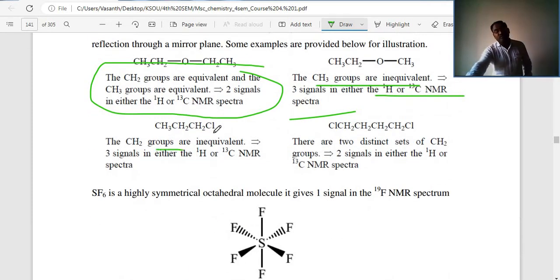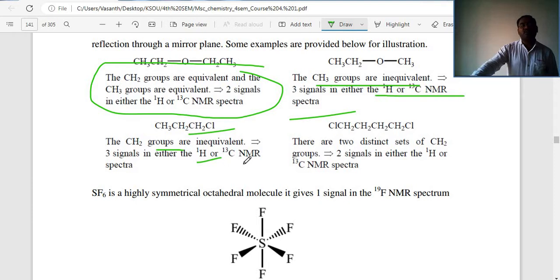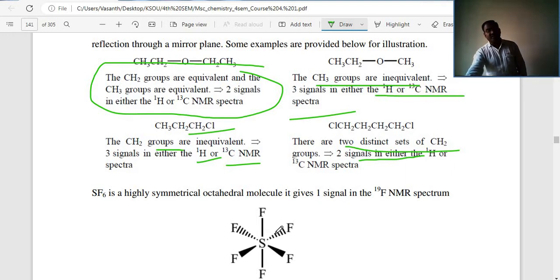Here the CH2 groups are inequivalent, so three signals in either the proton or C13 NMR spectra. Here we consider there are two distinct sets of CH3 groups, so two signals in either the proton or C13 NMR spectra.